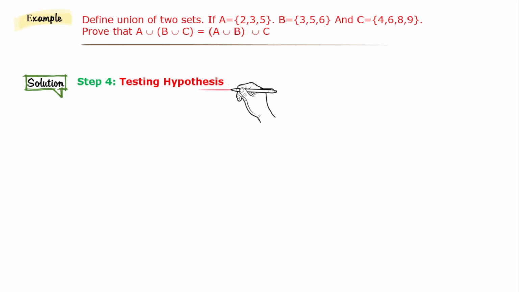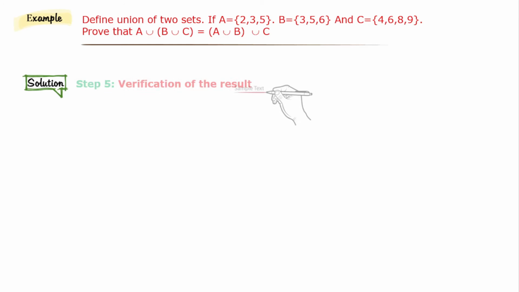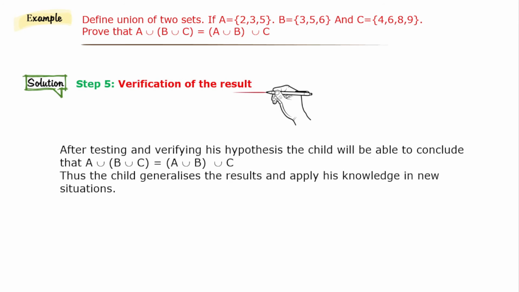The fourth step is testing the hypothesis. Thus, on the basis of the given data, the child will be able to solve the problem in the following manner. And after solving the problem, the child will analyze the result on the basis of given data and verify his hypothesis whether A union (B union C) is equal to (A union B) union C or not. The last step is verification of the result. After testing and verifying his hypothesis, the child will be able to conclude that A union (B union C) is equal to (A union B) union C. Thus, the child generalizes the result and applies his knowledge in new situations.